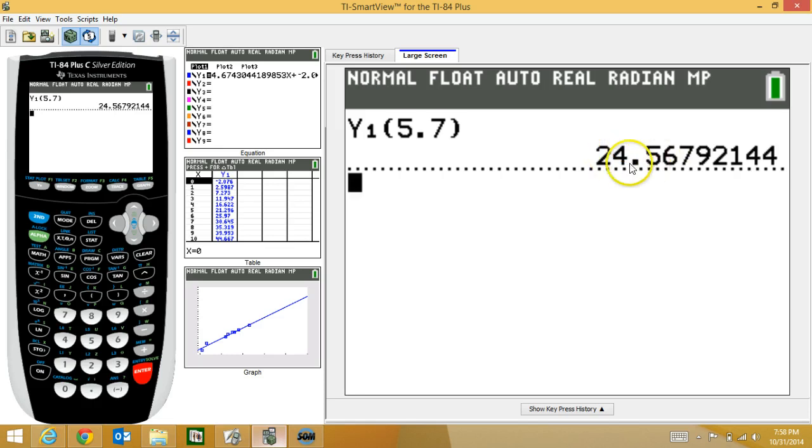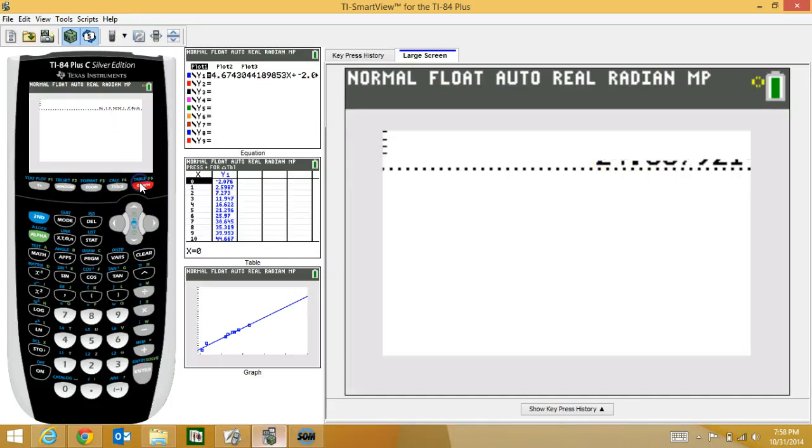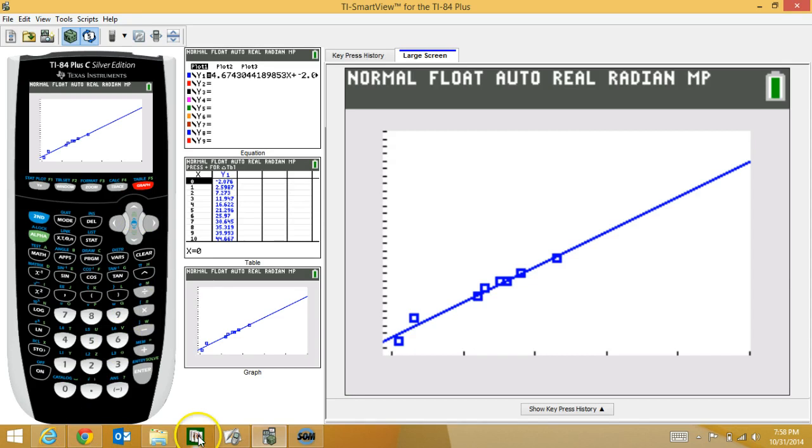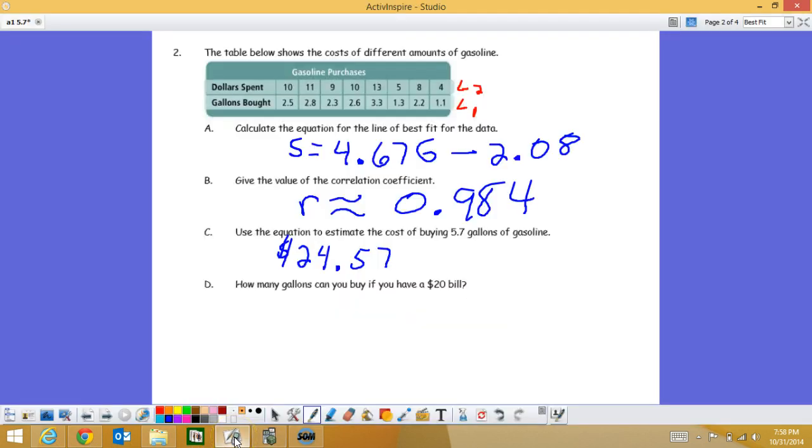And look, we get the same answer as we did using the graph. Now, one thing with the second method I did as opposed to the graph is that it went a little bit quicker this time. I didn't need to fumble around with the window. So we're going to go back to the graph, take a look at this, and see what part D asks us. If we have a $20 bill, we're asked how many gallons can we buy.